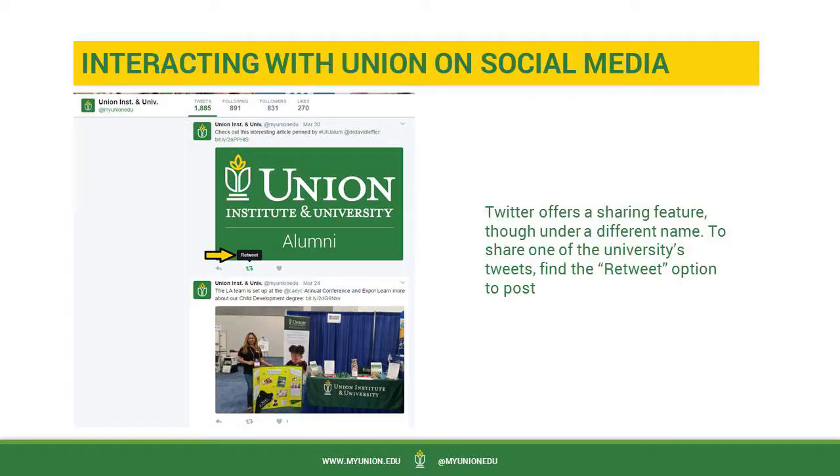Interacting with Union Institute and University on Twitter is similar to Facebook and LinkedIn, though the wording is a little bit different. To share one of the university's tweets, find the retweet option, and you're able to post that onto your Twitter feed. There are actually two available options when you retweet a tweet. You can simply retweet a tweet, meaning the post as it is will appear on your timeline, saying that you retweeted it, or you can quote Union Institute and University's tweet, which pulls the tweet onto your Twitter feed and then you're able to comment on it yourself, giving a little bit of a personal spin for all of your followers on Twitter.